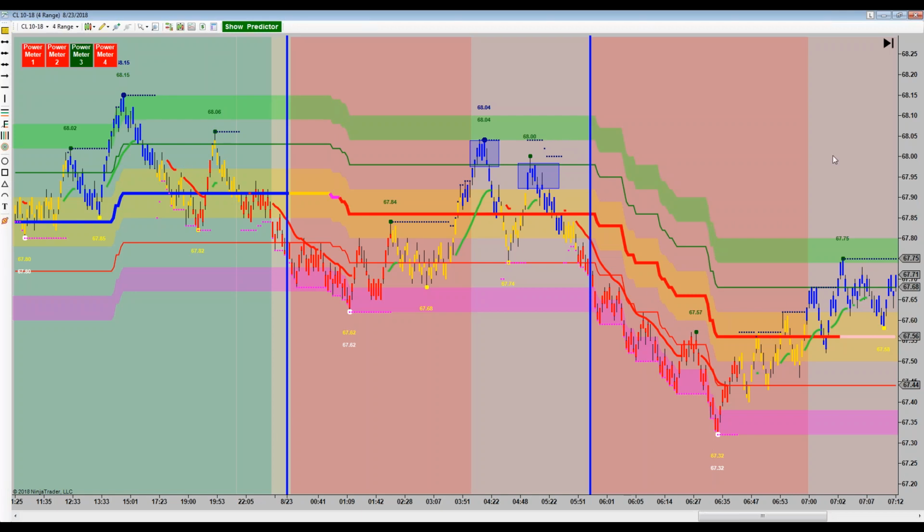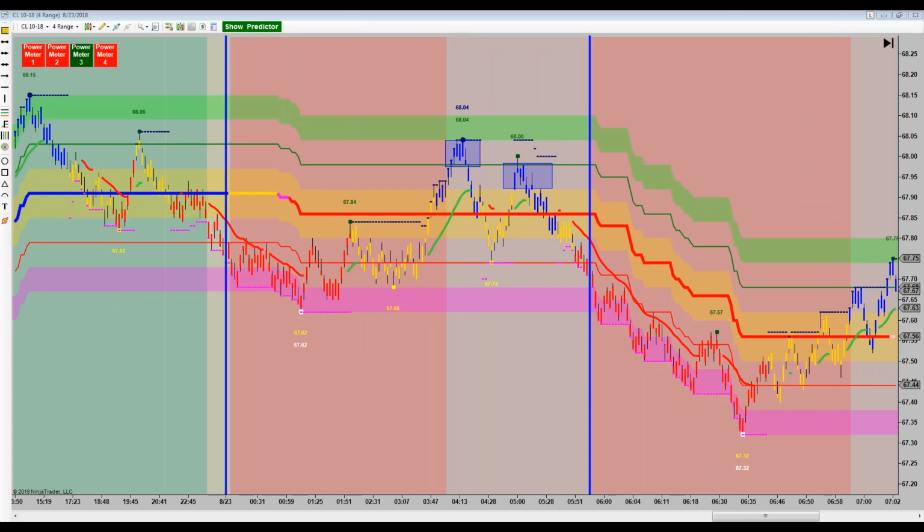Let me see if I can find a mid-band trade that we can all do together on crude. Oh, I see one. Okay, you ready? Let's do one together. We're gonna do it. Oh, he had a box here, 5:55, and he cut that little short. Okay, yeah.